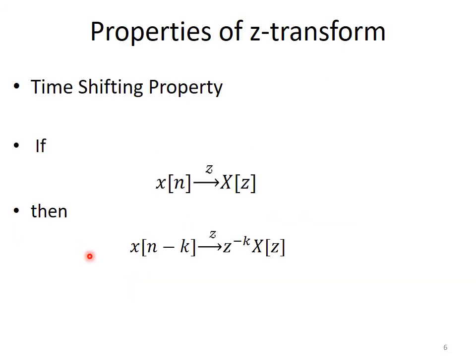Now another important property is the time shifting property. If the Z transform of x of n is X of z, and if x of n is shifted by k units, that is, delayed by k units, then the Z transform of x of n minus k would be z power minus k into X of z. So whatever the amount of delay, that would be multiplied as a power of z and multiplied by X of z, which is the Z transform of x of n.